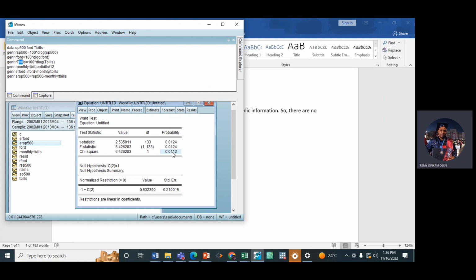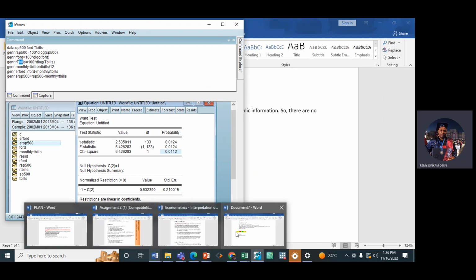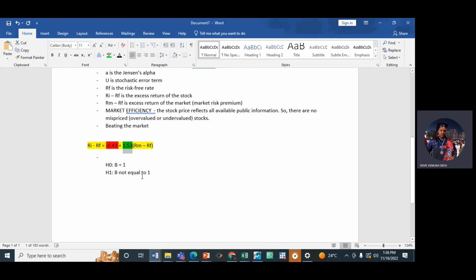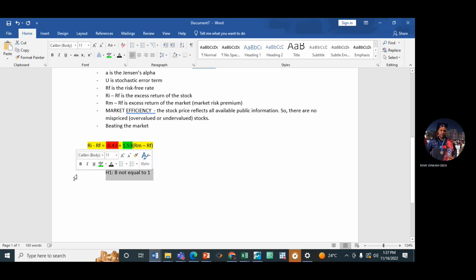0.01, they are less than 5%, right? Since the probability value is less than 5%, it means at the 5% level of significance, we can reject this null hypothesis. So we are rejecting the null that this coefficient is equal to 1, and we are accepting the alternative hypothesis that it is statistically different from 1, right?